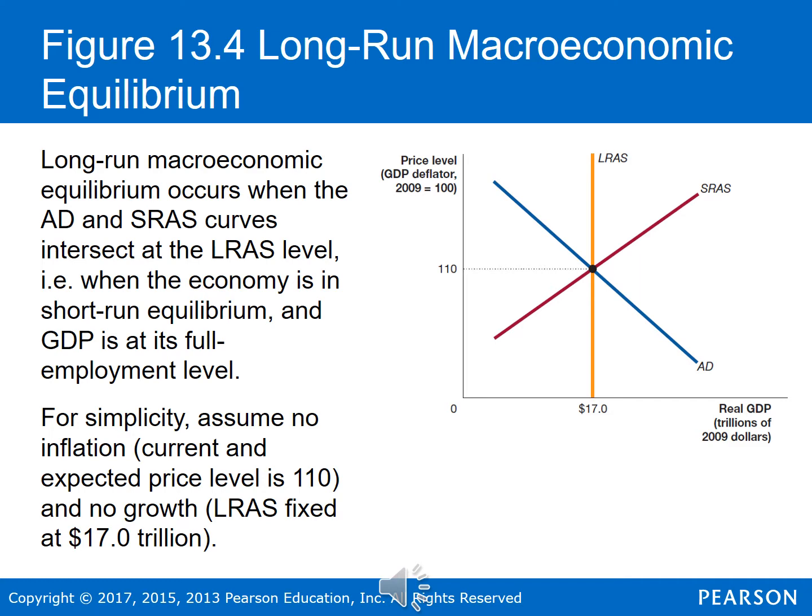In our model, for simplicity's sake, we're going to assume that there's no inflation in the economy. So the price level is stable at 110, which is our equilibrium point. And there's no growth, so long-run aggregate supply is fixed at 17 trillion.